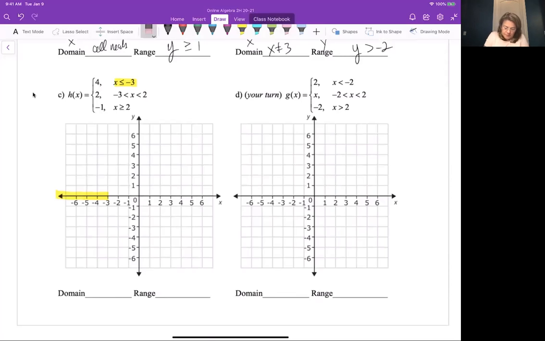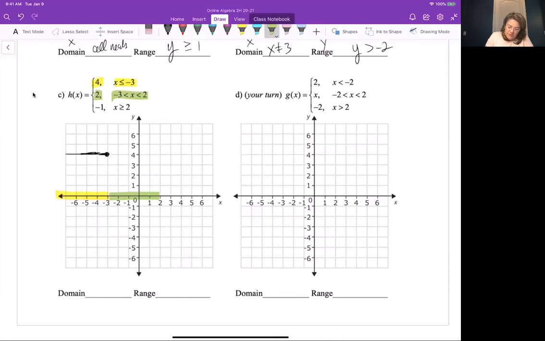So what is my y value? What are my outputs at that point? I have a 4. So everything less than -3 all the way up to it, and it's got an equality, so I have a closed circle. Okay. All right, next one, -3 up to +2.